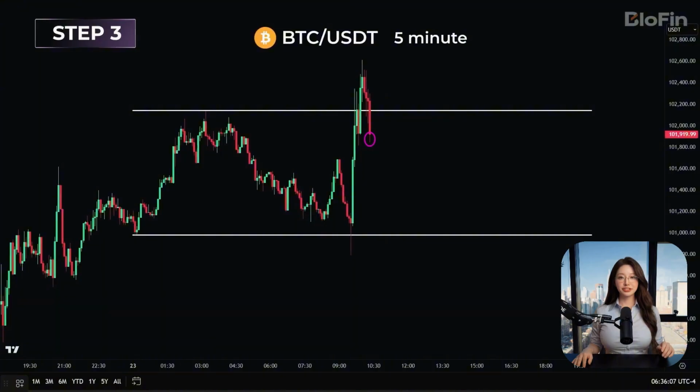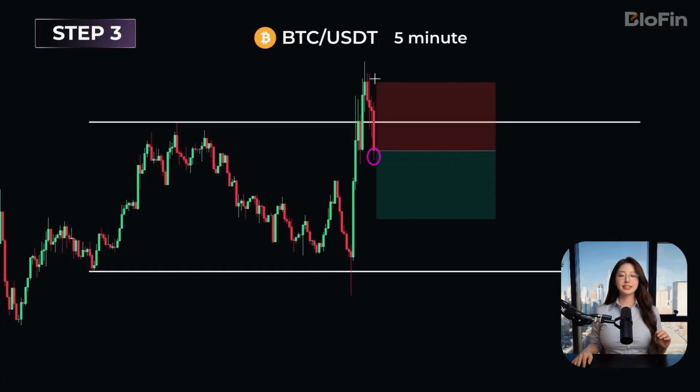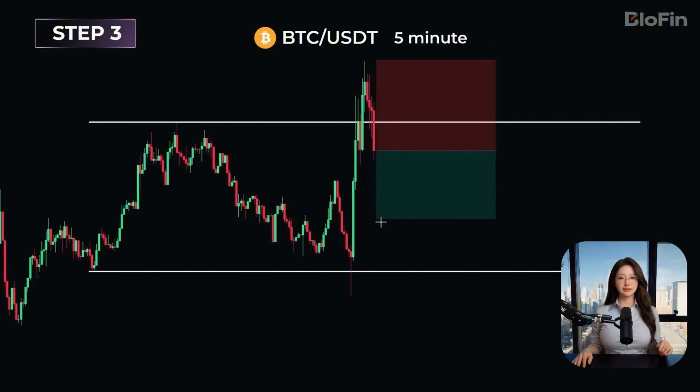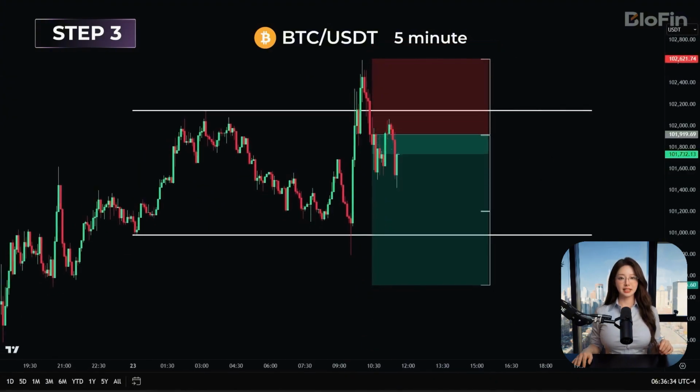In this example, since the price broke the range high, that's a signal to go short. For the stop loss, we place it at the exact high of the breakout move. And for the take profit, aim for at least 2 times the stop loss size. And here, price came down and hits the profit target. Now, let's look at another example.